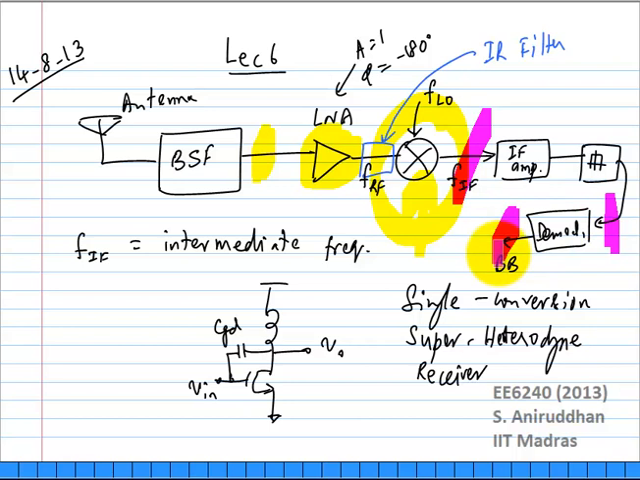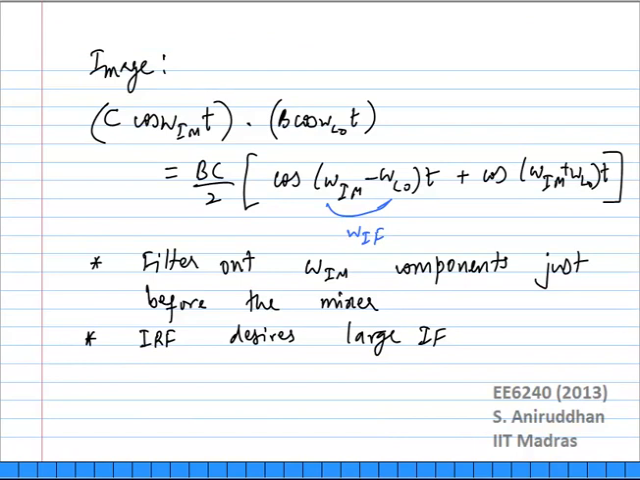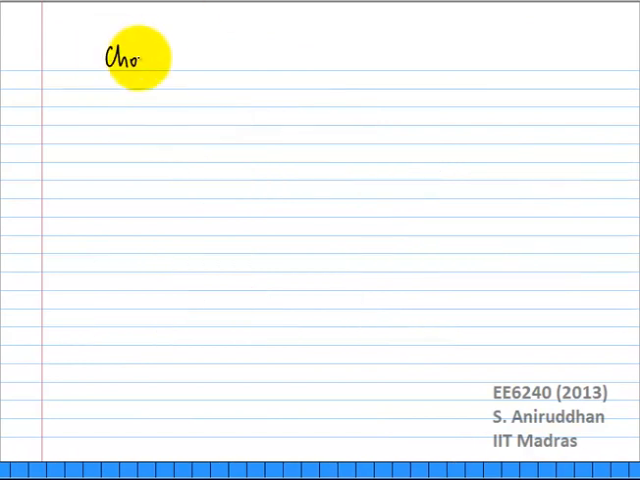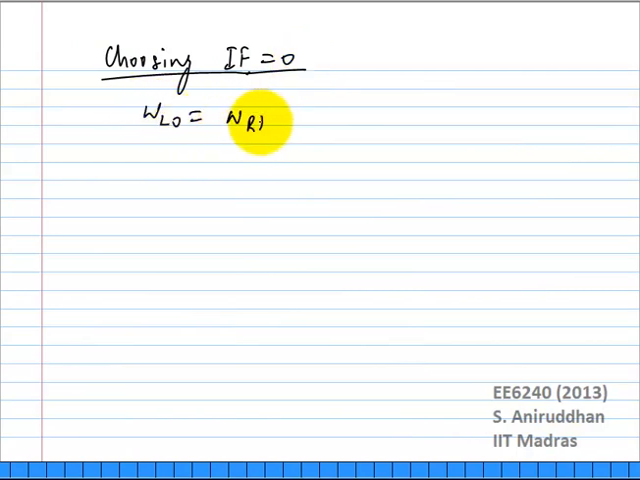Okay, now a special case of choosing IF. Let us say I choose IF to be 0. What does that mean? In other words, omega LO equals omega RF. So what is the image? The signal itself is the image. As you keep reducing IF, the image moves closer and closer to the signal until it overlaps. Effectively, the signal is its own image. So you don't have to worry about the image problem anymore.